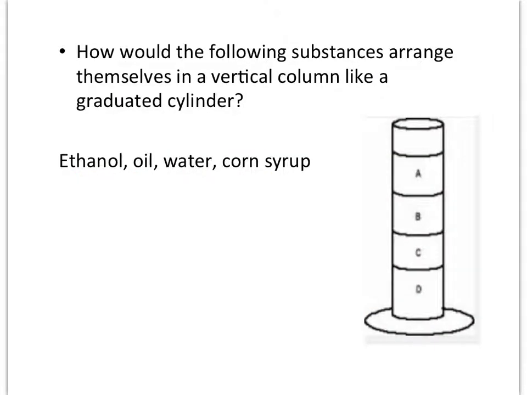How would the following substances arrange themselves in a vertical column like a graduated cylinder? Well, first of all, we need to know a little bit about the densities of each of these substances. If you can't calculate the densities of them, I would just look up the theoretical densities that you can find online. So the density of ethanol is 0.791 grams per milliliter.